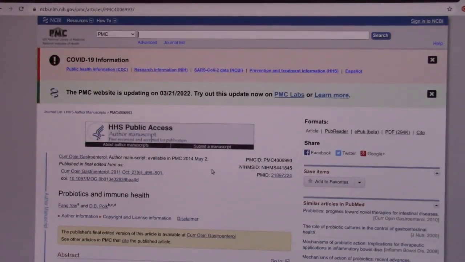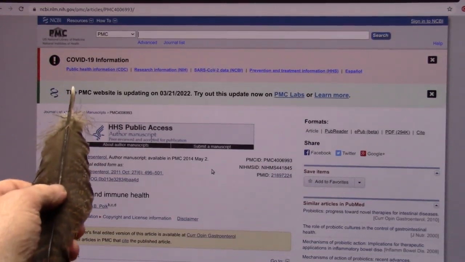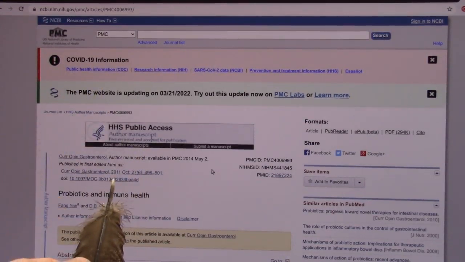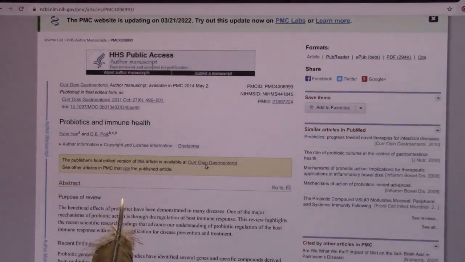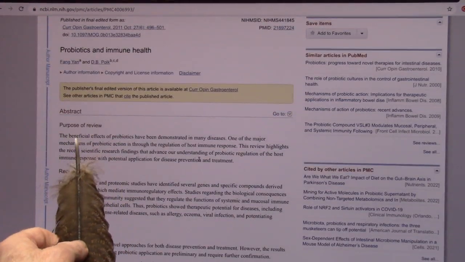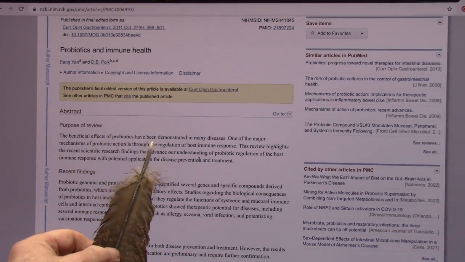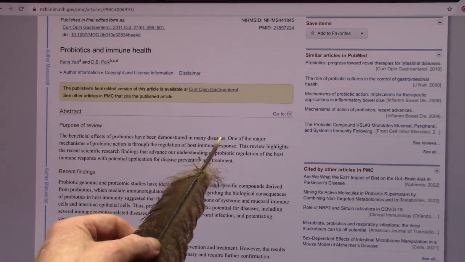You see, they criticize me for not writing papers. Well, look at this. This is 11 years ago, from 2011. This is probiotics and immune health. Listen to right off the top. Purpose of the review: the beneficial effects of probiotics have been demonstrated in many diseases.